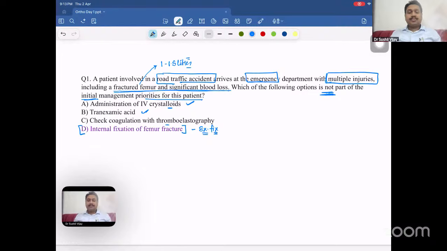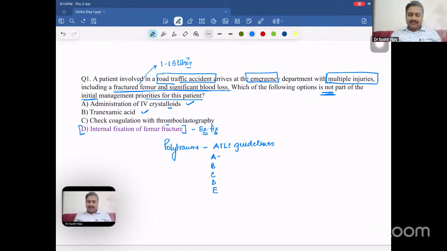Very good. Always remember, when it comes to your exams and you're talking about a case of polytrauma, the management of polytrauma has to be done in line with ATLS guidelines. You all remember the ATLS guidelines. In ATLS guidelines, the steps to be followed are A, B, C, D, E. So airway is to be given the priority.